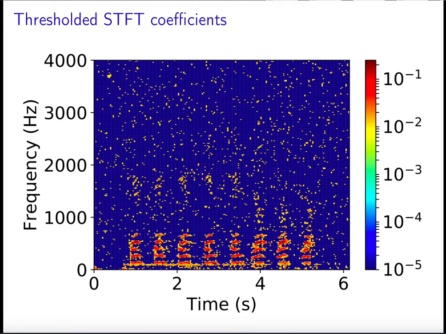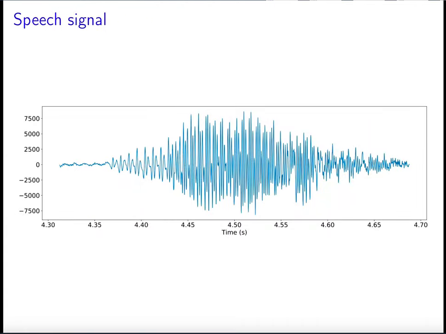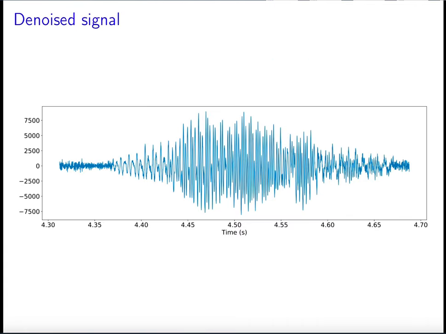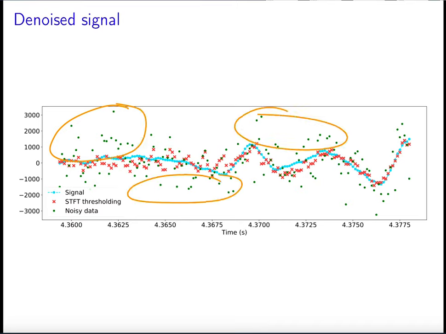And this is what happens if we threshold the short time Fourier transform coefficients to try to recover the data. This is how the denoised signal looks like. So it looks closer to the clean signal. And if we zoom in, we see that in fact we have managed to remove quite a bit of the noise by thresholding the short time Fourier coefficients.